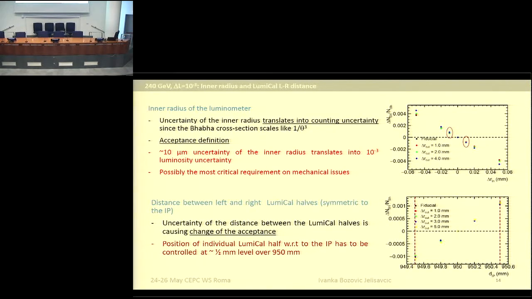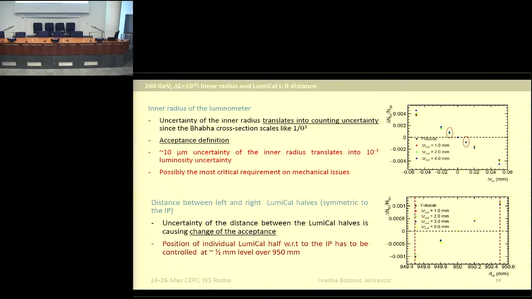The inner radius of the LumiCal is among the most, let's say, critical mechanical issues. The lab-style cut would not help you here because it doesn't have anything to do with the left-right symmetry. It originates from the Bhabha cross-section dependence on the polar angle as 1 over theta to the third. A 10 micrometer uncertainty translates into a 10 to the minus 3 luminosity uncertainty. If you scale it to 10 to the minus 4, you automatically know you would have to control it at the micron level.